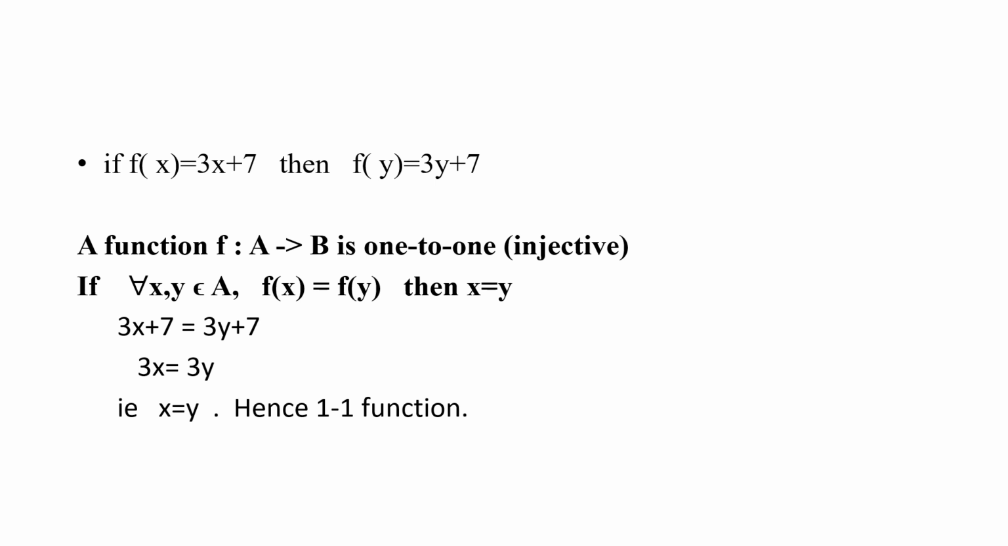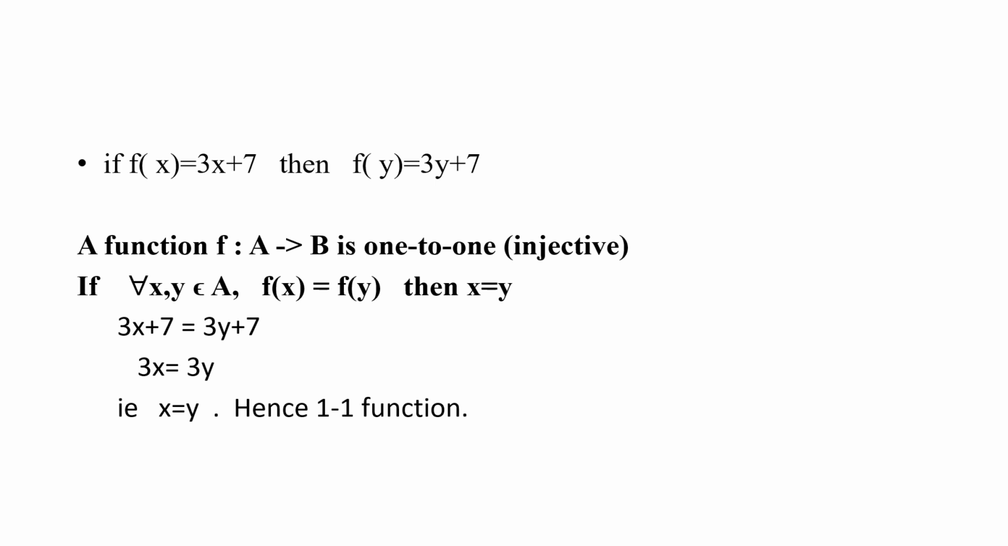Now we can see how to prove that the function f of x equal to 3x plus 7 is a one-to-one function. First we can write f of y from given f of x. What we have to do is replace all x by y. Then we will get f of y as 3y plus 7. Now we can write the condition for a function to be one-to-one. A function f from a to b is one-to-one or injective if for every x and y in a, if f of x is equal to f of y, then we have to prove that x is equal to y.